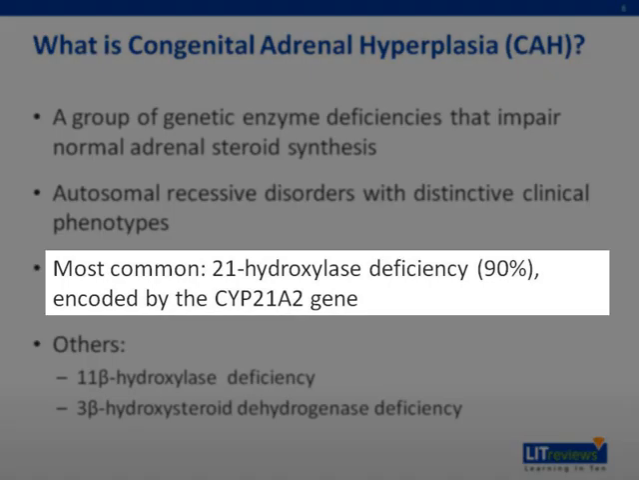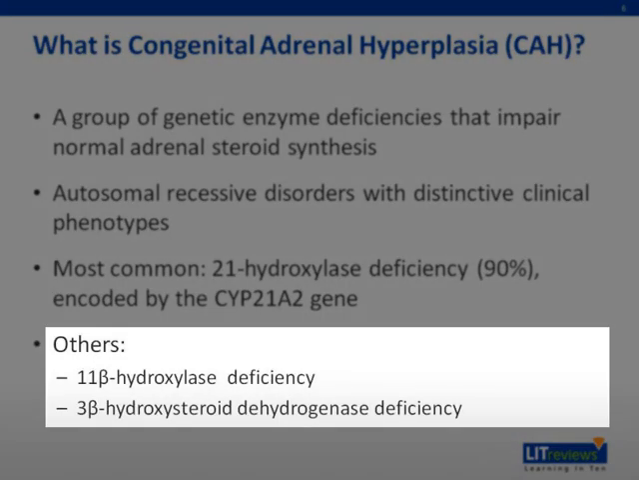The most common is 21-hydroxylase deficiency, which is found in more than 90% of cases, and occurs in about 1 in 15,000 newborns. This enzyme is encoded by the CYP21A2 gene.